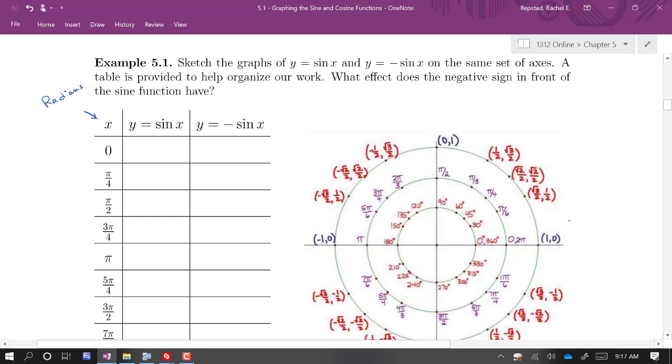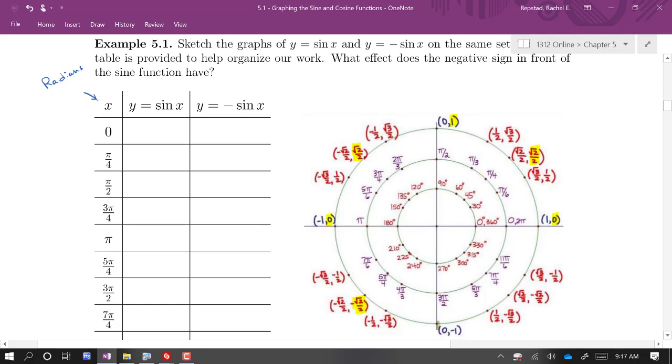So at 0 radians, sine of 0 is 0, right? So again, we're just looking at the y coordinates of these values on this first column here. So sine of 0 is 0. Sine of pi over 4 is root 2 over 2. Now we're going to be plotting this as a point, so if you take the calculator and take square root of 2 and divide it by 2, you'll get about 0.707.